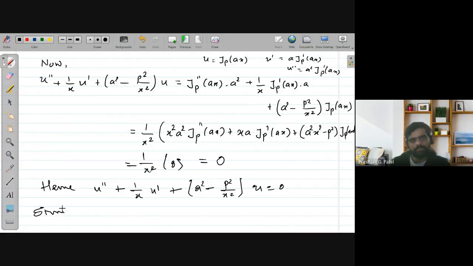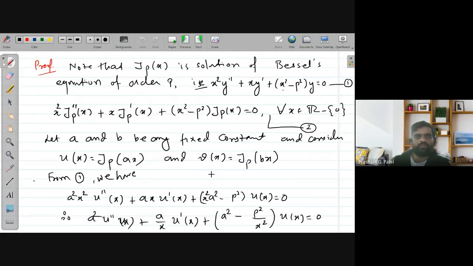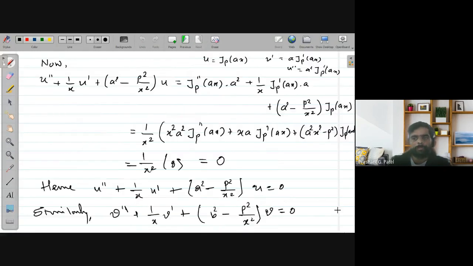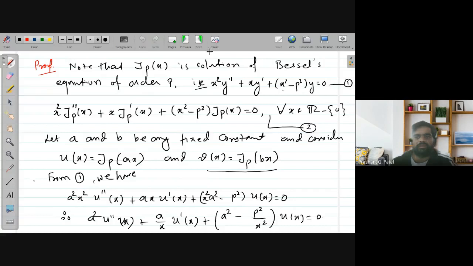Similarly, one can also show that v double dash plus 1 by x v dash plus b square minus p square by x square v equal to 0, due to that we have assumed that v equal to this J_p of bx. So instead of a, we have now b here. So we'll have these two. I will call these equation number 3 and 4.